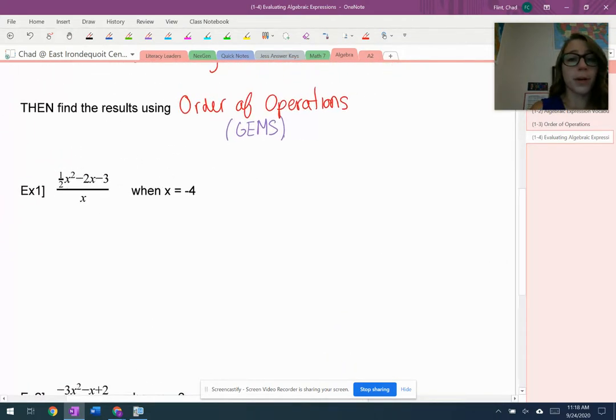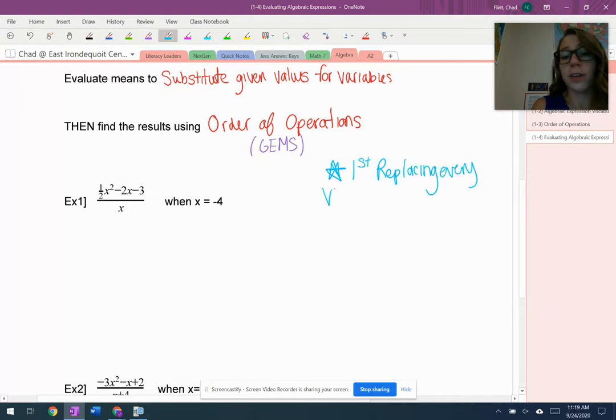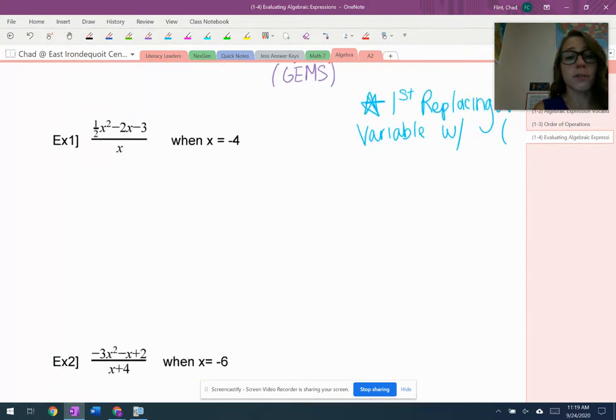Now, remember, when I do this, I've been telling you since 7th grade, you need to start by first replacing every variable with that empty set of parentheses. They're much more complicated now in algebra than they were in 7th grade, so you really need to have those parentheses. So let's take a look at the first example here.